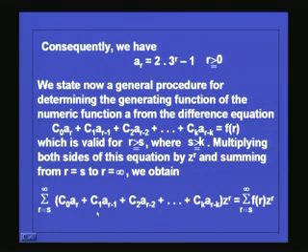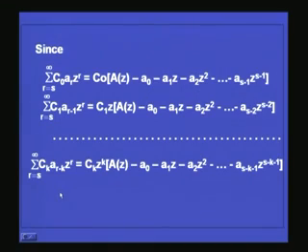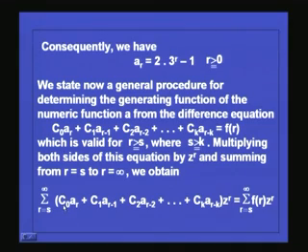Now, take term by term and see how you can rewrite. The first term here will be C naught ar zr, and you are summing from r equal to s to infinity.